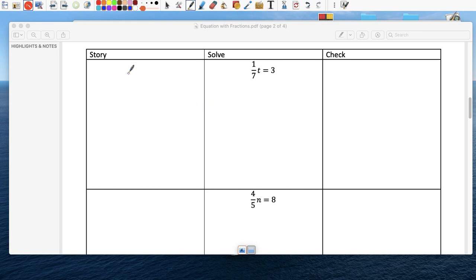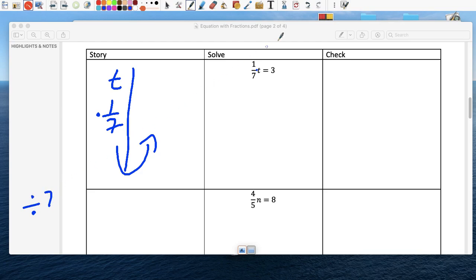So here's my story. Letter T. Right now, there's a little dot there. Don't forget, it's being multiplied by 1 over 7. I know the inverse operation of multiplication is division. So we truly are dividing by 1 over 7, right? So I could write divide by 1 over 7, but what's division? Well, division, we can change that, right?